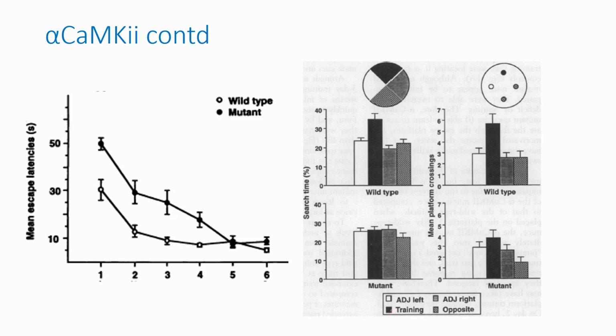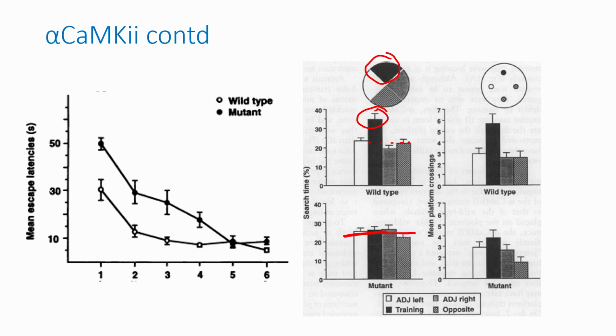So, this dark one is the training quadrant right above here, and the rest of them are the quadrants surrounding that. You can actually see the wild type mice, that is the mice with everything being normal, no gene deletion, they search significantly more in the target quadrant compared to the rest of the place, while the mutant mice do not do that at all, they search equally well, they do not distinguish the target quadrant.